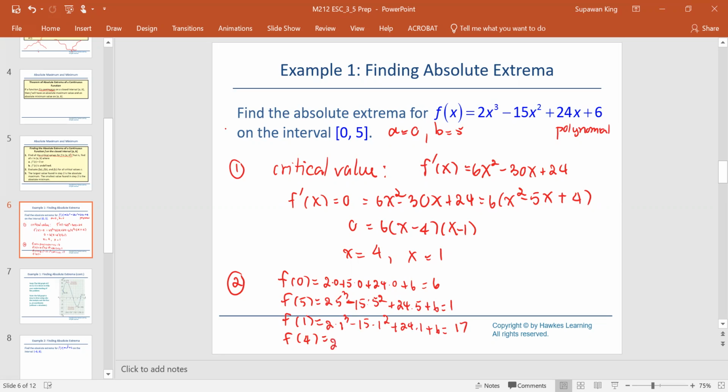F at 4, 2 times 4 to the third minus 15 times 4 to the second plus 24 times 4 plus 6 equals negative 10.